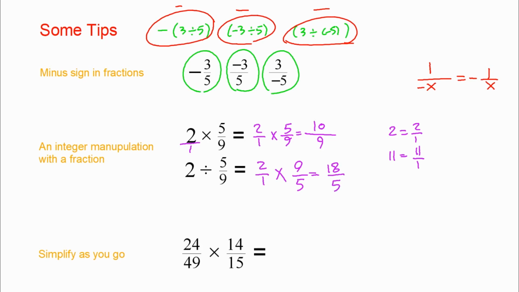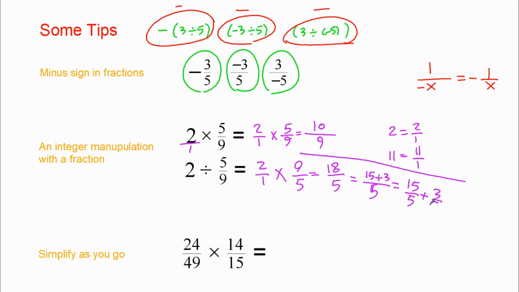The answer is 18 over 5. How to convert this 18 over 5 to a mixed number? We know that 18 over 5, we can write it as 15 plus 3 divided by 5. I chose 15 plus 3 because I know that 15 is divisible by 5. So I can separate this into 15 over 5 plus 3 over 5.